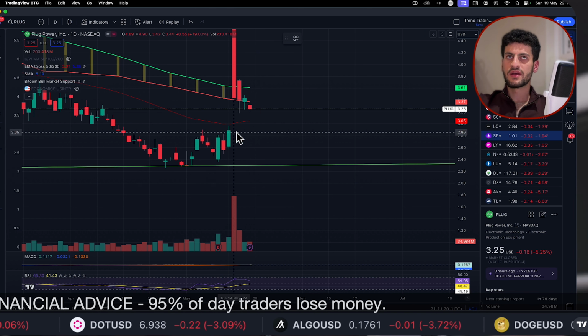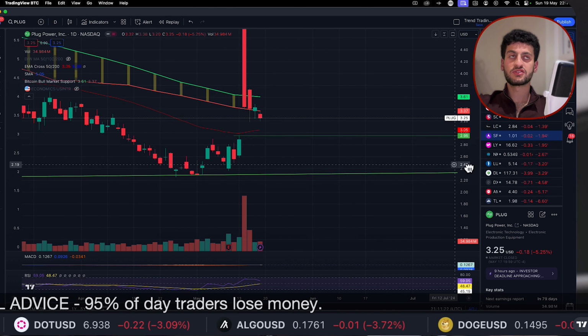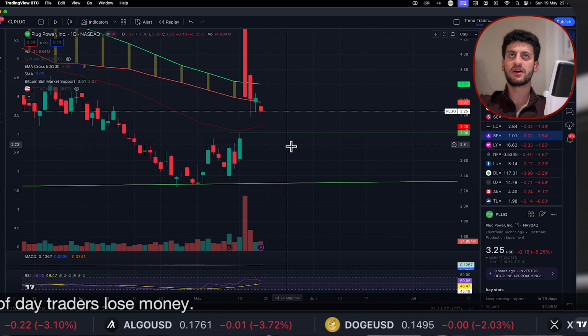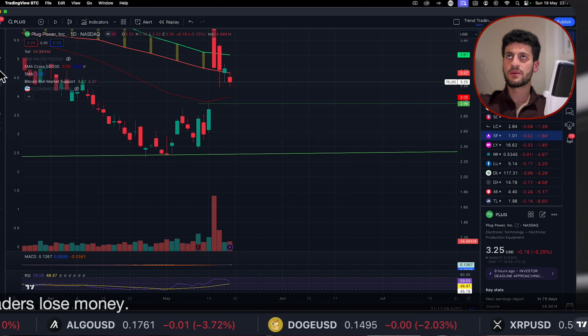So my first area that I might be adding to my position, or even adding to long term, is about $2.96, around that $3 mark. So that will be my next area I'm looking for this week.